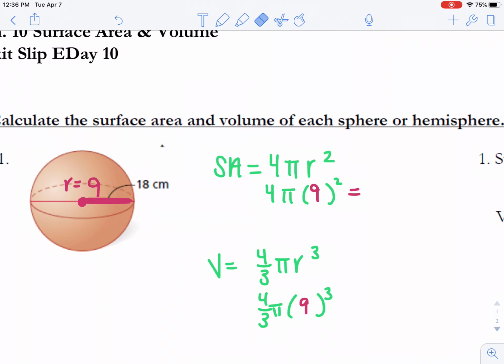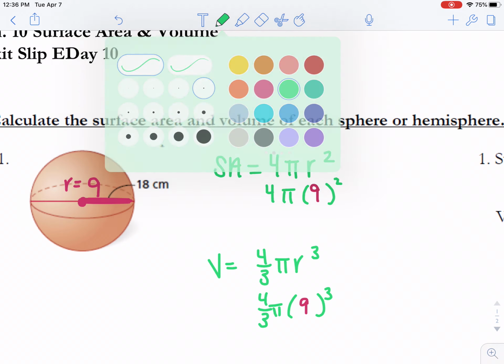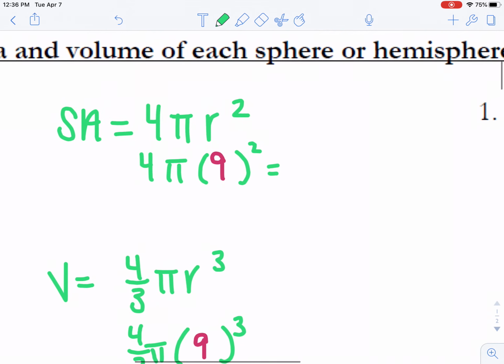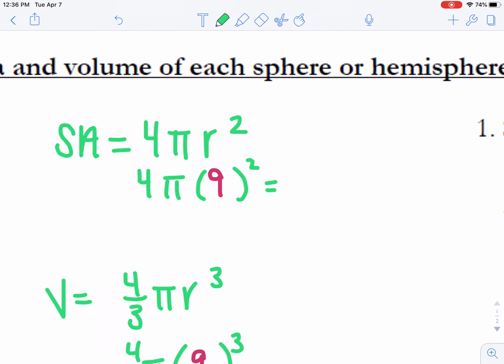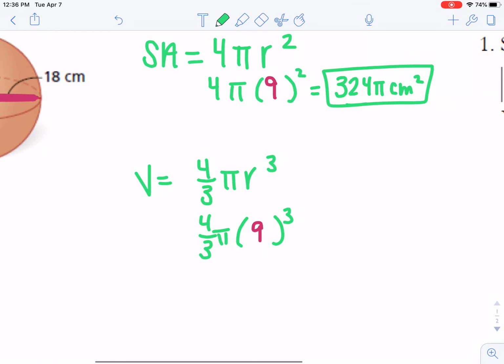Order of operations tells us to do the squaring first. So 9 squared is 81. 81 times 4 gives us 324 pi square centimeters. That's the surface area of this sphere.